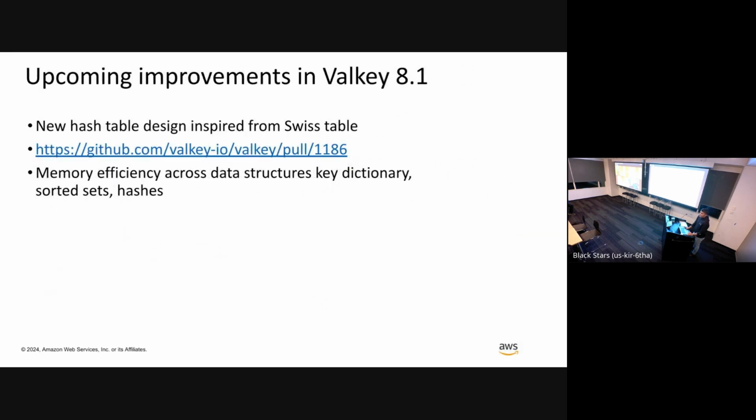Just to touch upon the future things coming up in Valkey 8.1, there is a new hash table design implementation going on in Valkey right now, and that would have additional memory savings. So over time, you should see much more memory efficiency changes coming in. We are trying to apply that same technology which we are building for the key dictionary, for the main and expiry dictionary, into other spaces like sorted sets and hashes. Overall, this should give better performance as Valkey 8.1 and 9.0 launch happens.